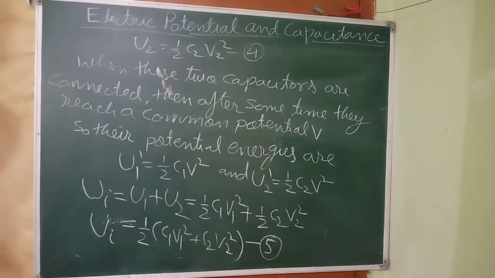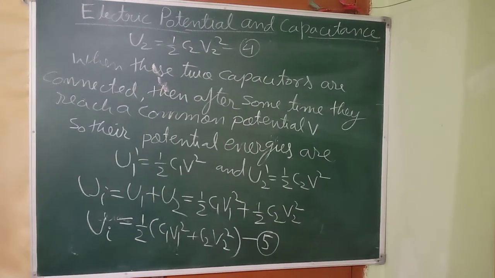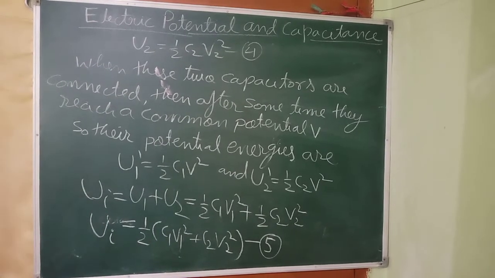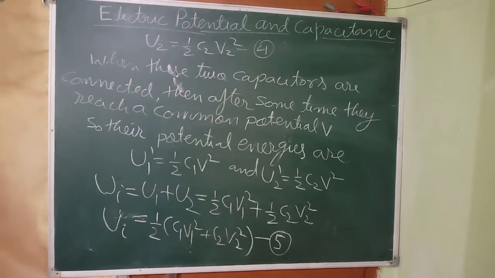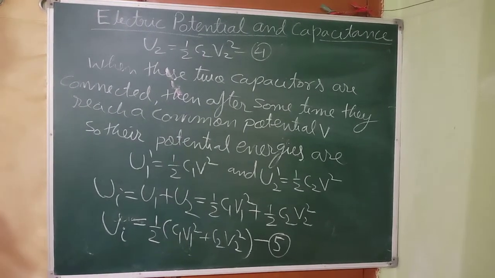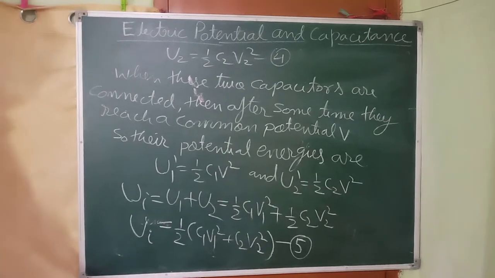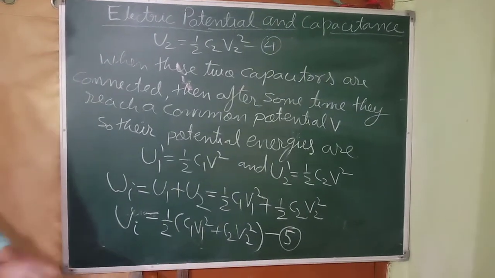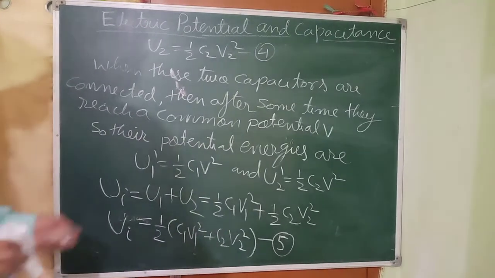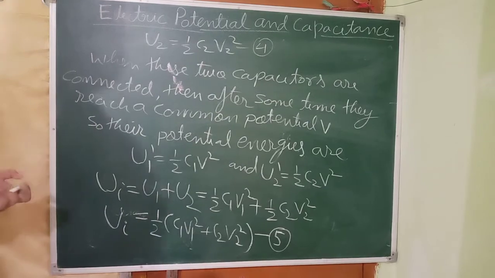Okay, so we got this expression for the total initial potential energy of the system of two capacitors or two conductors. Capacitors have capacitance, and conductors also have capacitance. We have found the capacitance of a sphere already, in the beginning of capacitance. So we got this expression. Now what about the total final potential energy stored in the system of two capacitors?